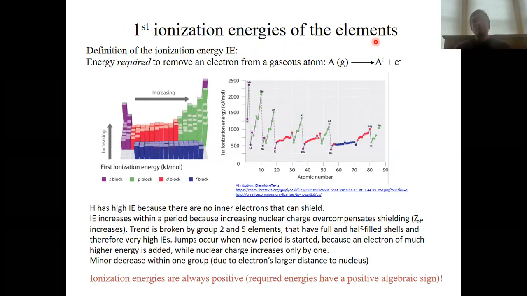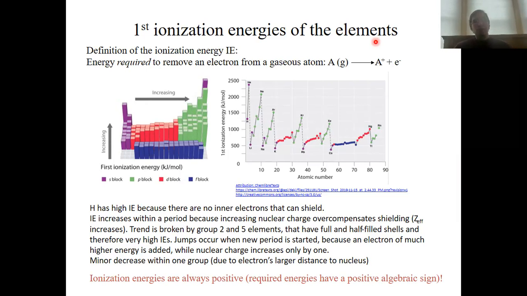Why a gaseous atom? Because a gaseous atom is an atom that does not have any significant interactions with another atom, and therefore there are no atom-atom interactions which could cause the energy required to remove the electron from the atom to be different. Okay, so we are looking at isolated atoms here, and in practice that means atoms in the gas phase, because atoms in the gas phase have a very large distance to other atoms.